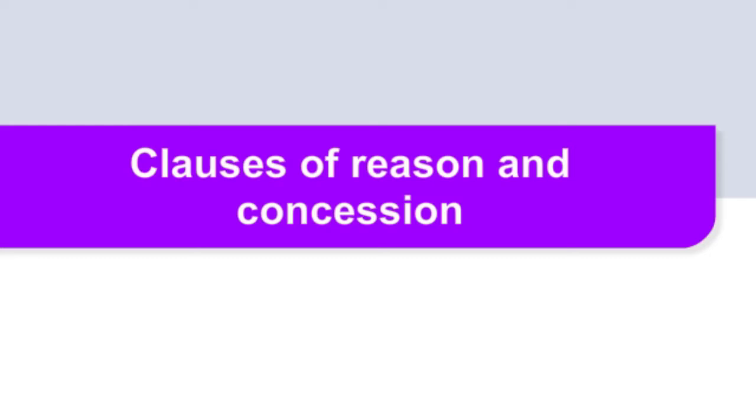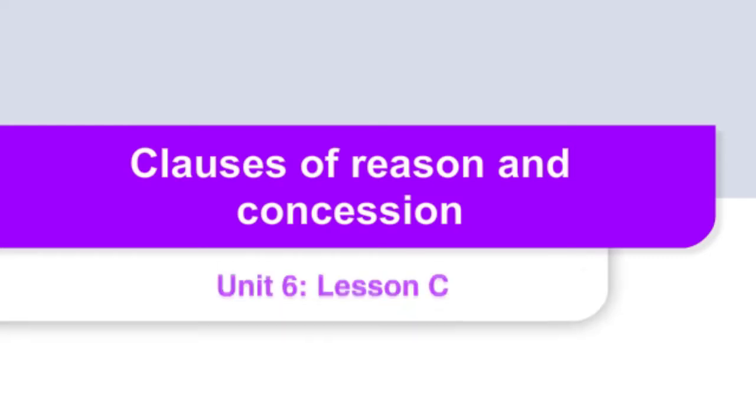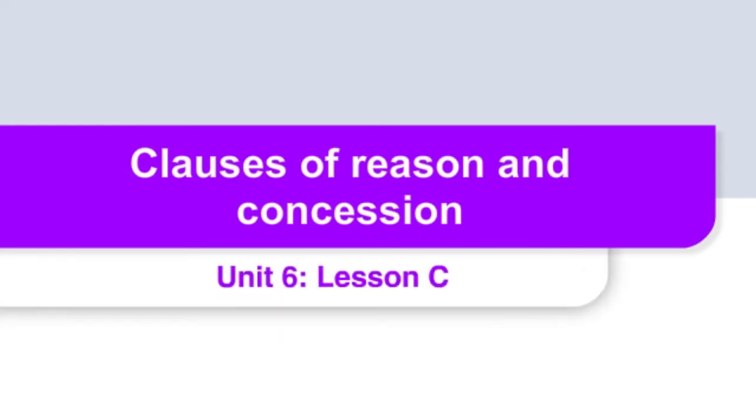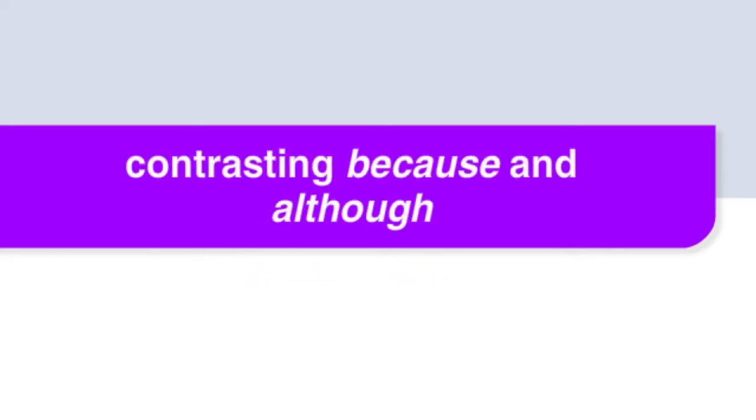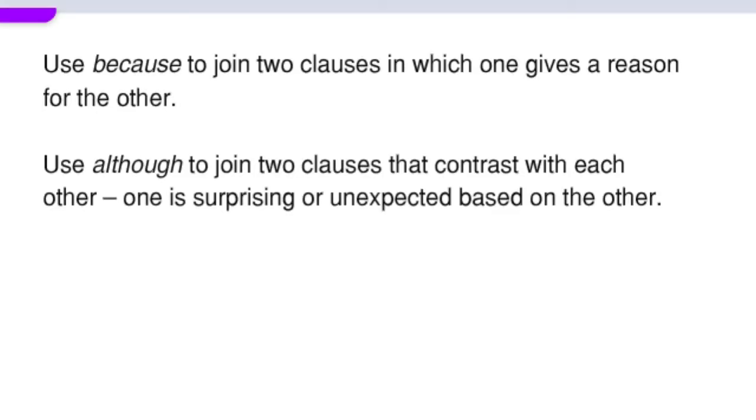Clauses of Reason and Concession. Unit 6, Lesson C. Contrasting because and although. Use because to join two clauses in which one gives a reason for the other. Use although to join two clauses that contrast with each other. One is surprising or unexpected based on the other.